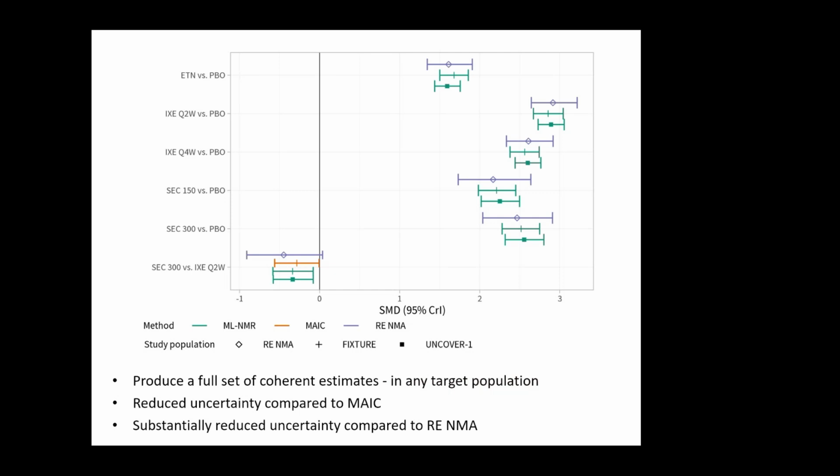We also fitted random effects network meta-analysis in this network. And you can see here that we've quite substantially reduced uncertainty on each of these comparisons compared to the random effects NMA. And that's because we are explaining within and between study heterogeneity and variation. We're not just averaging over all of this heterogeneity and variation in the network. We're actually trying to explain some of that variation. So we get quite substantially more precise results than just a random effects network meta-analysis.